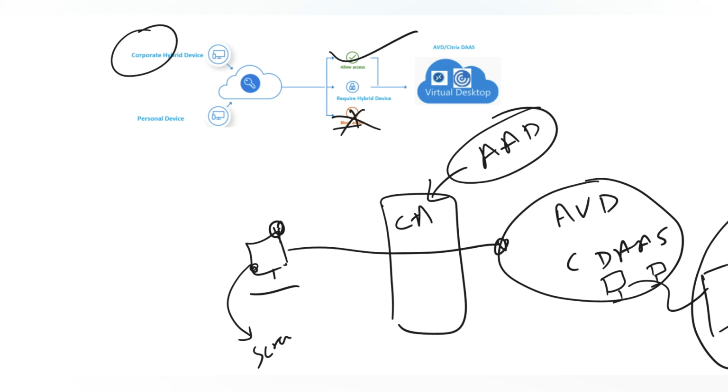You have to make sure that your corporate device is hybrid AD joined, and if it is not, then this is not possible. Typically, for most Azure customers who are using Azure Active Directory, the devices are hybrid AD joined by default, so that you can apply the policies and secure your VDI infrastructure.